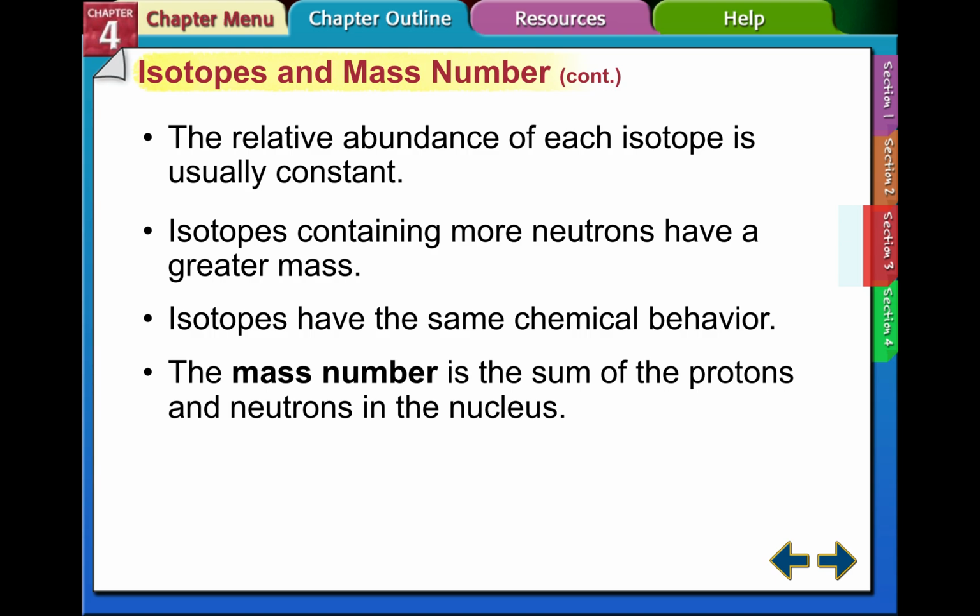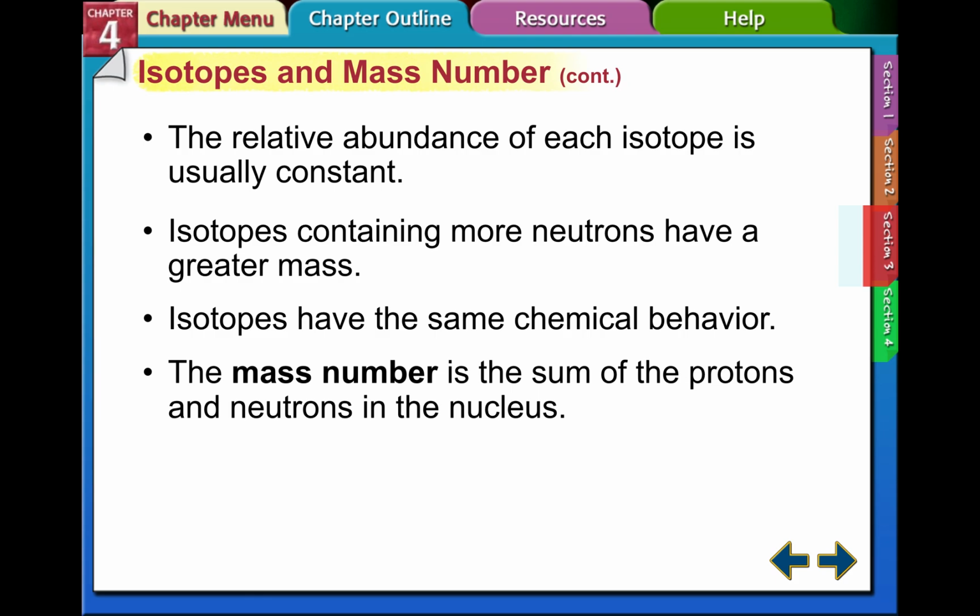Isotopes have the same chemical behavior. So all the isotopes of, let's say, carbon are carbon and act all the same when they're bonding with other elements. So isotopes, again, have the same chemical behavior because they interact with other elements in the same way. They have the same atomic number because they have the same number of protons.